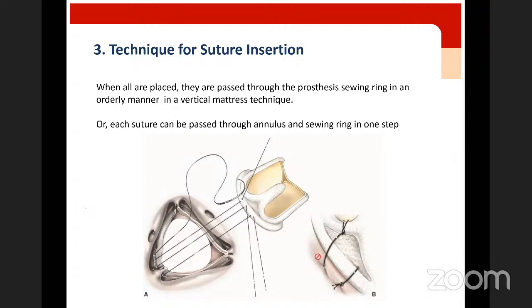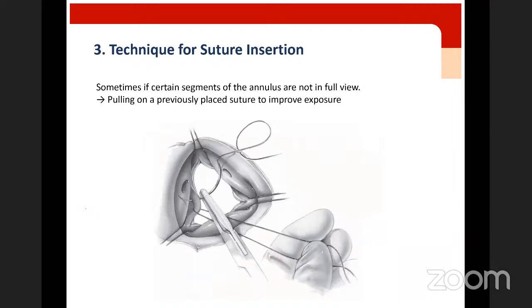Once all annular sutures are placed, they will be passed through the sewing ring in the same order, either singly or in a vertical matrix technique. Alternatively, this can be done in one step: annular bite, then pass through the sewing ring immediately. One technique to facilitate exposure when taking the bites is pulling on the previously placed suture to bring out the tissue so you can take a good bite at the next place, as shown here. This is done by the main surgeon.